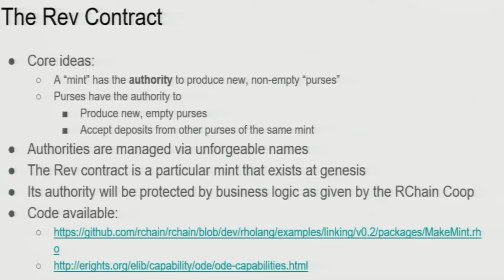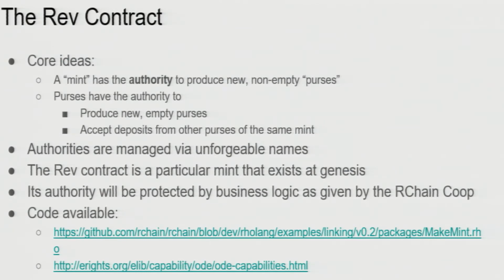So we'll start with the Rev contract. The core concept here is the idea of object capabilities and authority. So a mint has the authority to produce non-empty purses. Or equivalently, you can think of it as the mint has the authority to create new tokens. And that sort of makes sense. That's why we call it the mint, right? That's in line with how money works in the real world as well.